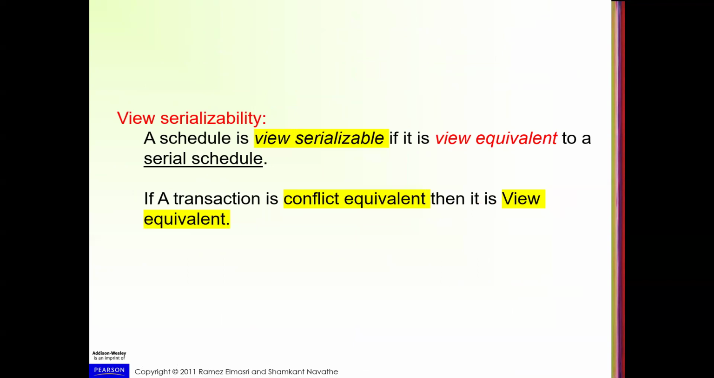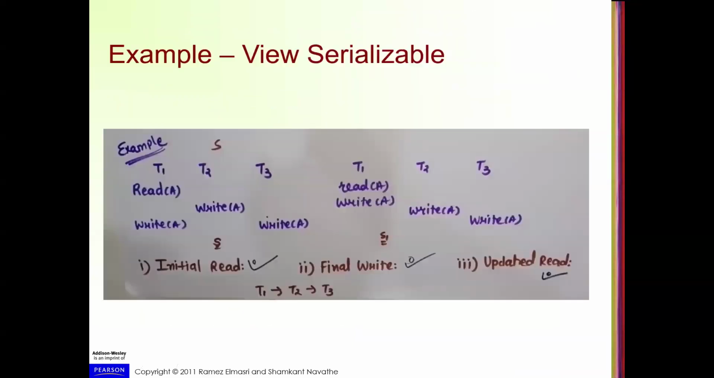Now, what is view serializability? Why do we need to check these three conditions even? A schedule is view serializable if it is view equivalent to a serial schedule. If a schedule is conflict equivalent, then it is view equivalent also. Let's see one more example of view serializability.